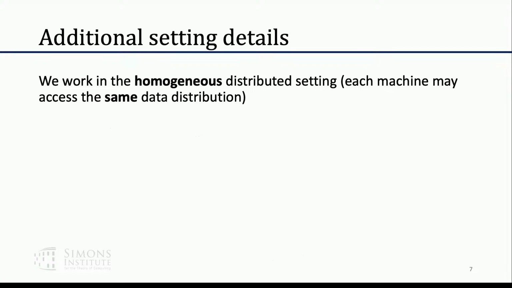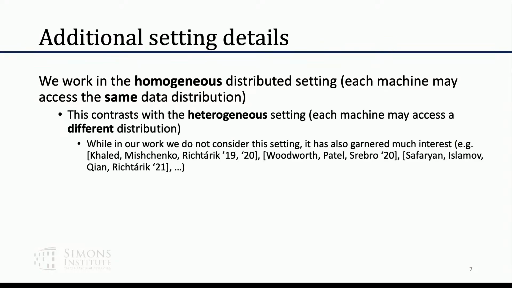I should also point out that when dealing in a distributed setting, there are a couple of different considerations. We'll be working in what is known as the homogeneous distributed setting, which means that every machine has access to the same underlying distribution of data. In contrast, there are settings known as the heterogeneous setting, whereby each machine has access to a different underlying distribution of the data. And while we don't consider this, it's certainly garnered much interest. Here is just a very non-exhaustive list of papers that have worked in that realm. And certainly we can imagine, maybe in the federated learning setting, the importance of handling the case where devices' data are generated in general by different distributions.